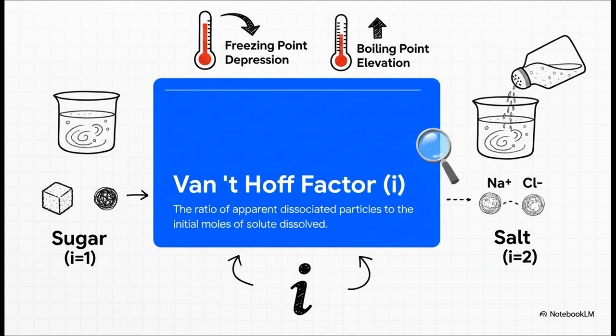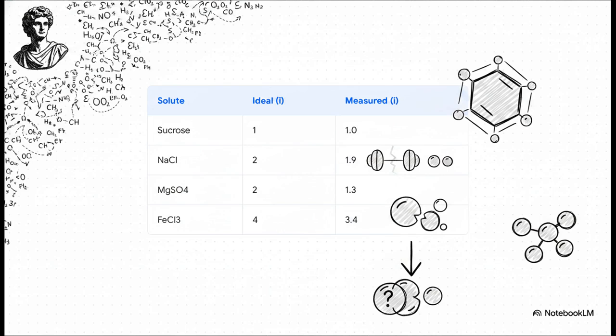If you dissolve sugar, it stays as one whole unit, so the factor is 1. But if you dissolve table salt, NaCl, it splits into 2 separate ions, so the ideal factor is 2. It's a remarkably simple multiplier, but it perfectly fixes the math for freezing point depression and boiling point elevation. Now, what's really interesting here is the gap between ideal theory and measured reality. Take sucrose. Ideal is 1, measured is 1.